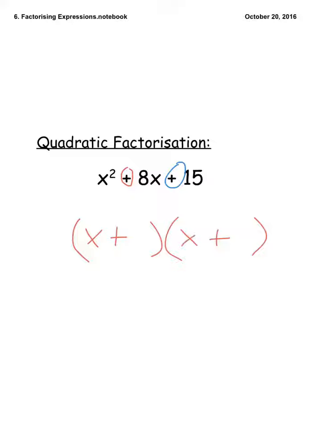But we need to find something that multiplies together to make 15 and adds together to make 8. In this case, there are only two sets of factors that times together to make 15. That is 1 and 15, which don't add together to make 8, and 3 and 5, which do. So our answer has to be x plus 3, x plus 5.